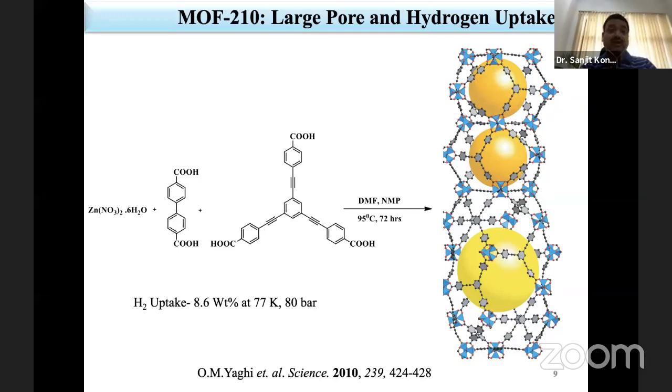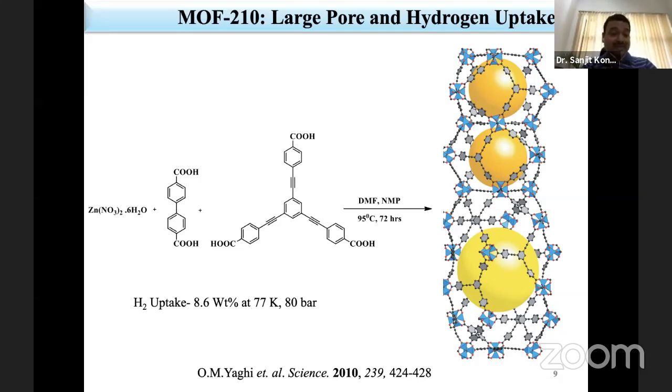Now it is with the MOF 210. What is MOF 210? It is made of zinc and simply 2 carboxylic acids. You just cook it at 90 degrees centigrade for 72 hours. It gives a beautiful molecule with three different types of pores. Okay, they have given three different colors over here. And again, this MOF was reported by Yaghi in 2010.